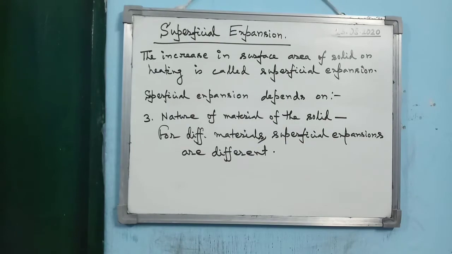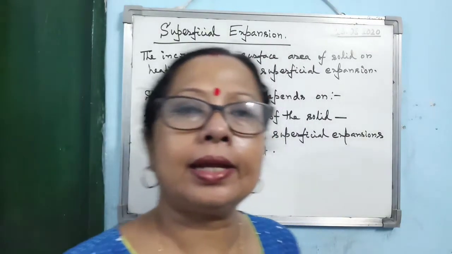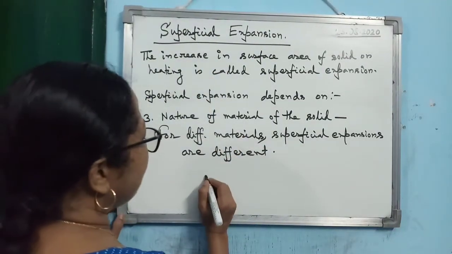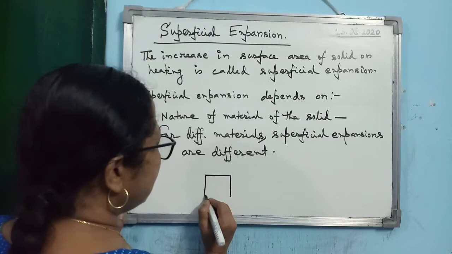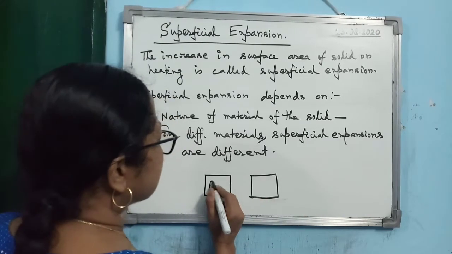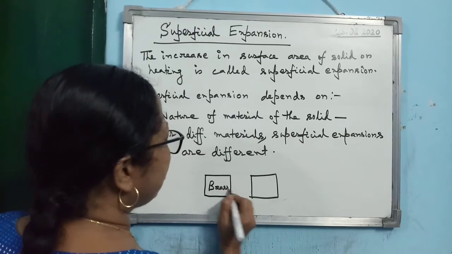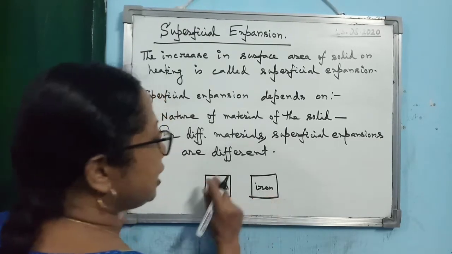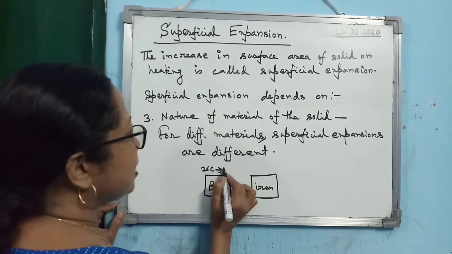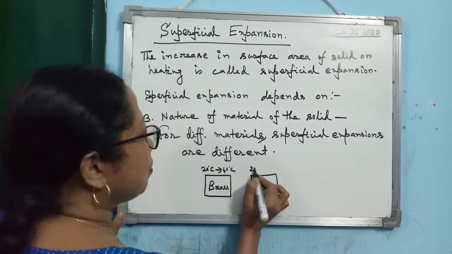Now the next factor on which superficial expansion depends is the nature of the material of the solid. Just consider this example: two girls have taken two plates. One is made of brass, another is made of iron. Their initial area is the same and both of them are increasing the temperature by the same amount.